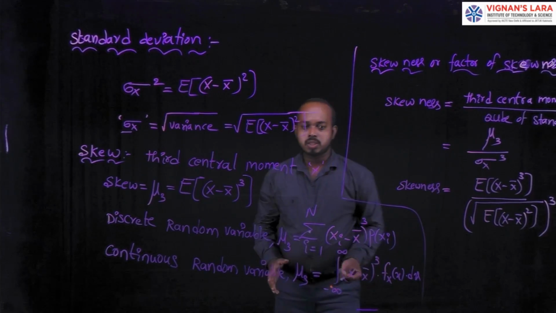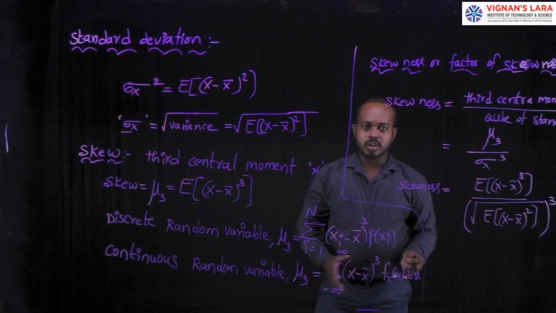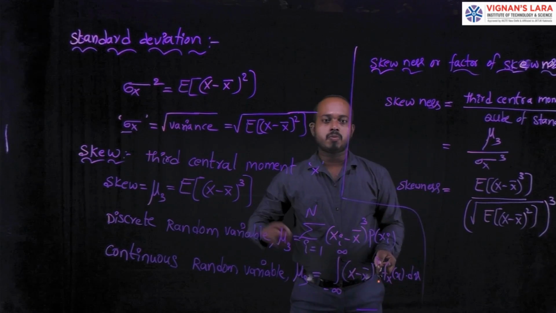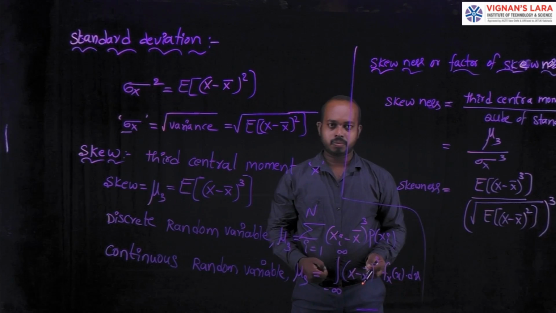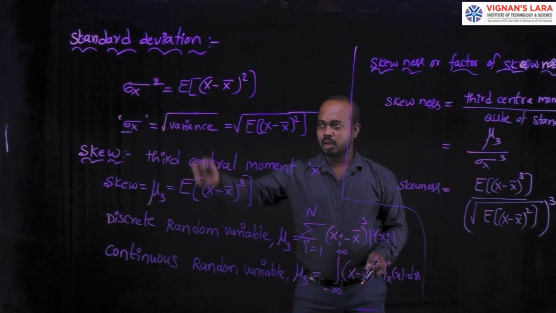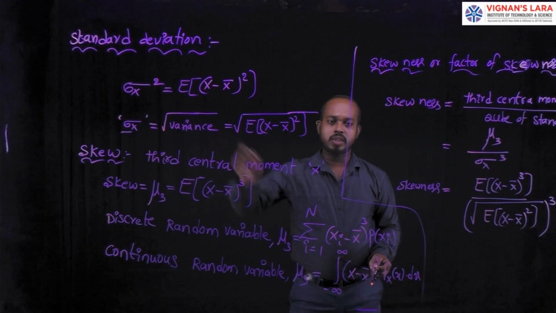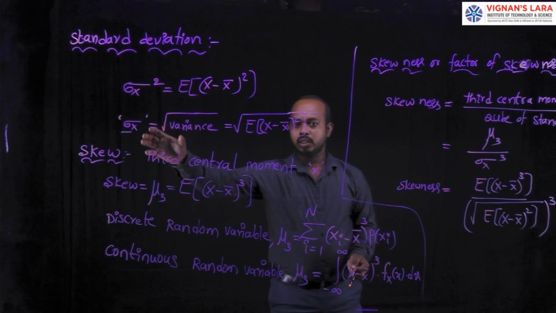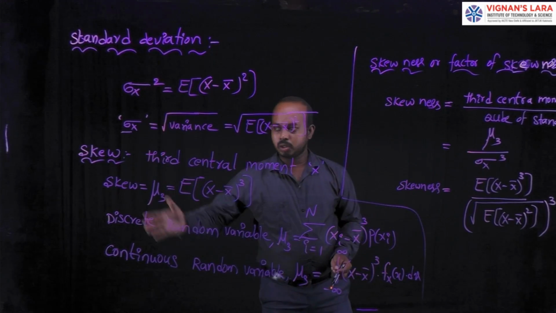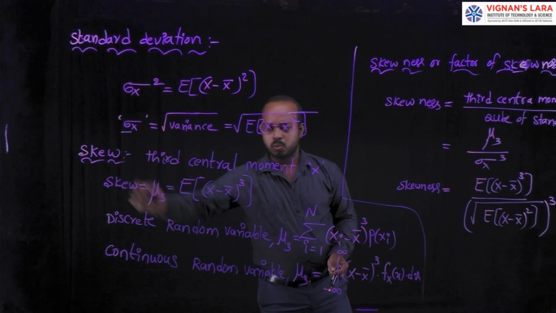In some problems, the variance value is given and we are asked to find the standard deviation. If you know this relation, you can easily find the value of the standard deviation. Coming to the next one, the next one is the skew.